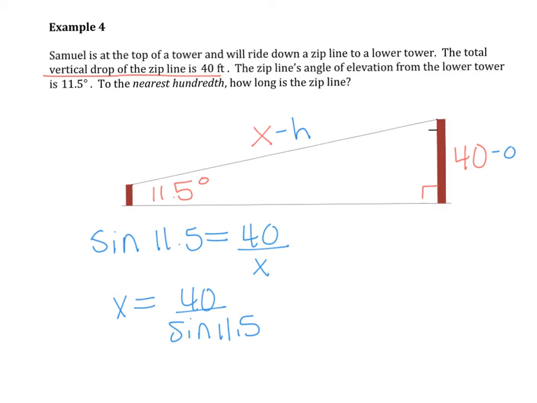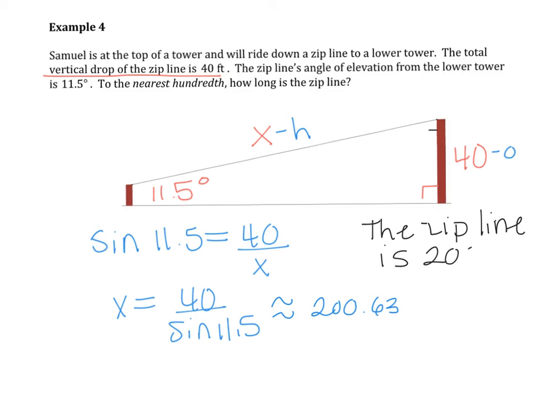Fantastic work if you got 200.63. So we go back and write a final statement. The zip line is 200.63 feet.